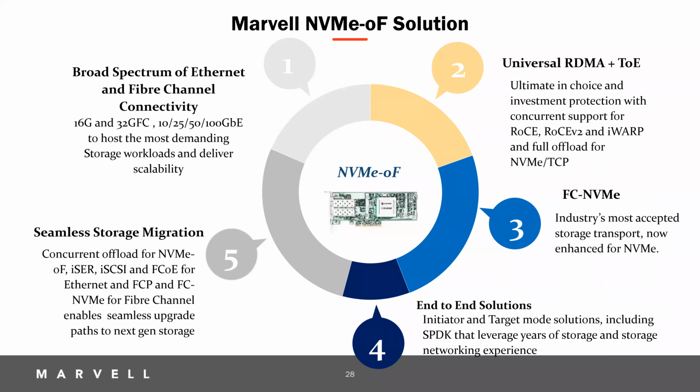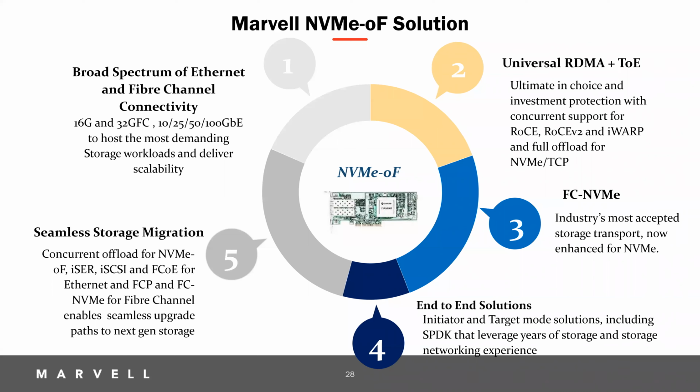For end customers, it's not a button that they flip to migrate from legacy storage protocols to NVMe over Fabrics, and the migration path needs to be planned out carefully. Hence we pay careful attention to make sure that the customer's legacy protocols, as well as emerging protocols like NVMe over Fabrics, can run concurrently. Marvell Ethernet as well as Fiber Channel solutions continue to support an entire range of concurrent storage protocols, whether iSCSI, FCoE, or Fiber Channel, all of them migrating towards NVMe over Fabrics and FC-NVMe.